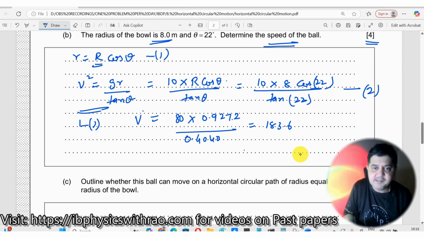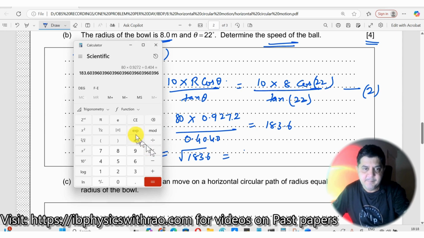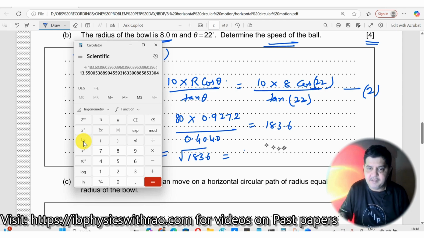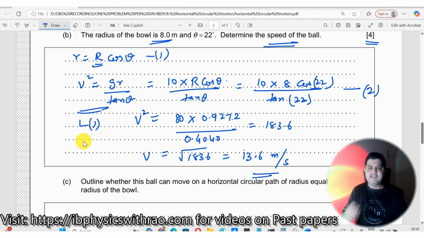Oh my god, this is just v square. We need to calculate the value of v. Okay, that's why 2 marks are given. v is equal to square root of 183.6. Now let me take the square root of this. It will give me 13.55, so 13.6 meter per second. Thus, the answer is 13.6 meter per second. Okay. Next.